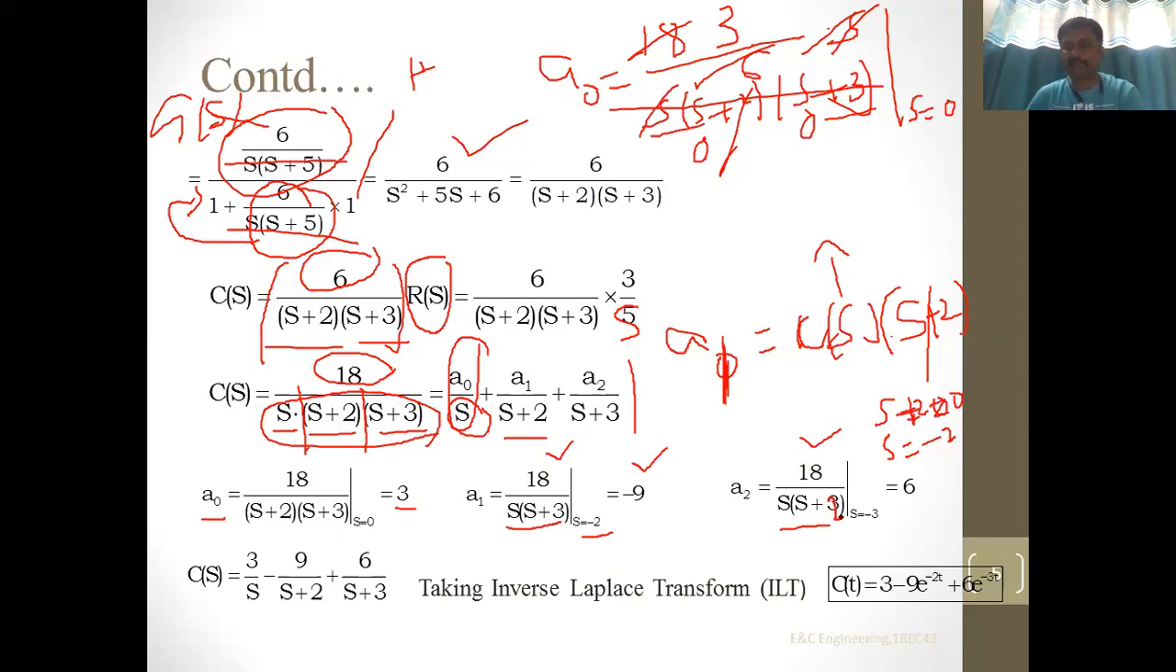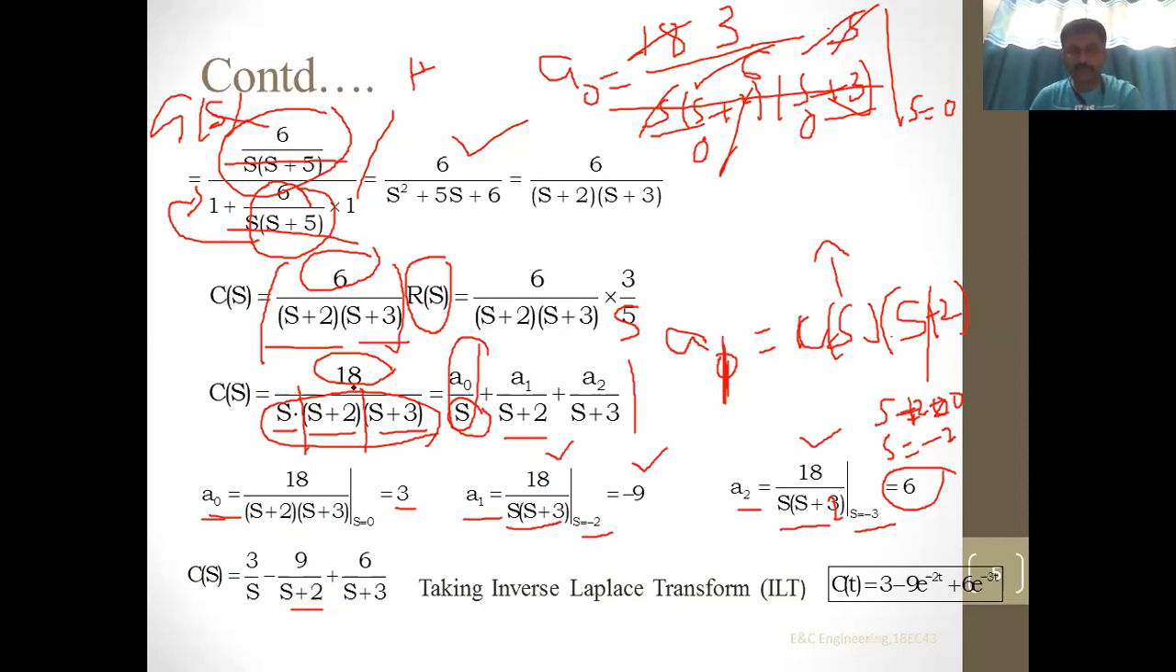Sorry, this is S into S plus 2 at S is equal to minus 3. After simplification, this results with a value 6. Now, A0 is available, A1 is available, and A2 is also available. Substitute with this. Now, what is A0? 3 divided by S. This is A1, minus 9 divided by S plus 2, plus 6 divided by S plus 3.